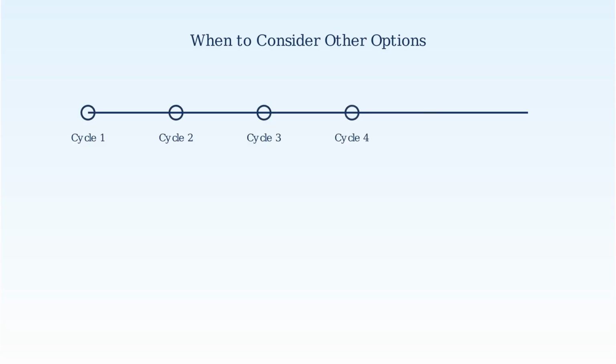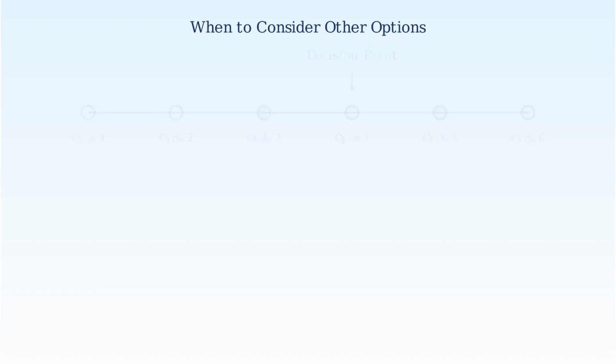While Clomid is often the first-line fertility treatment, it's important to know when to consider alternative options. Typically, doctors recommend trying Clomid for 3 to 6 menstrual cycles. If pregnancy doesn't occur after this time, it's usually a decision point to consider other fertility treatments. There are several important reasons to consider moving on from Clomid treatment.